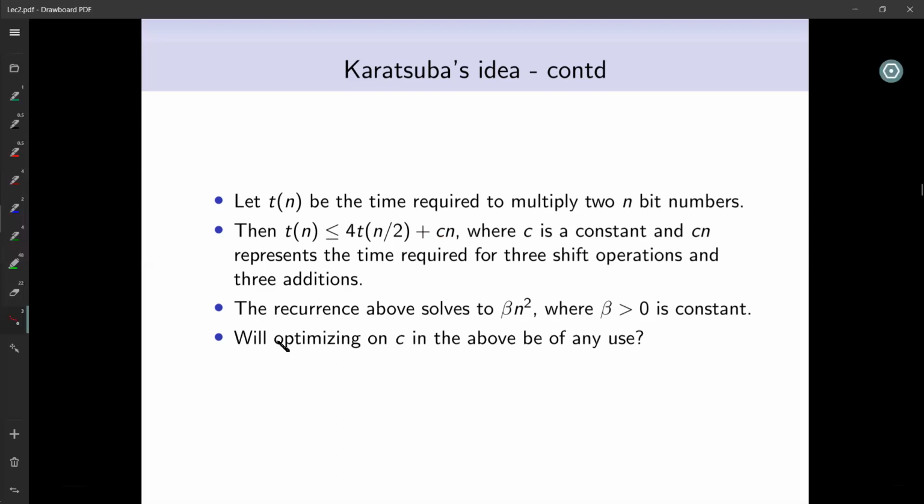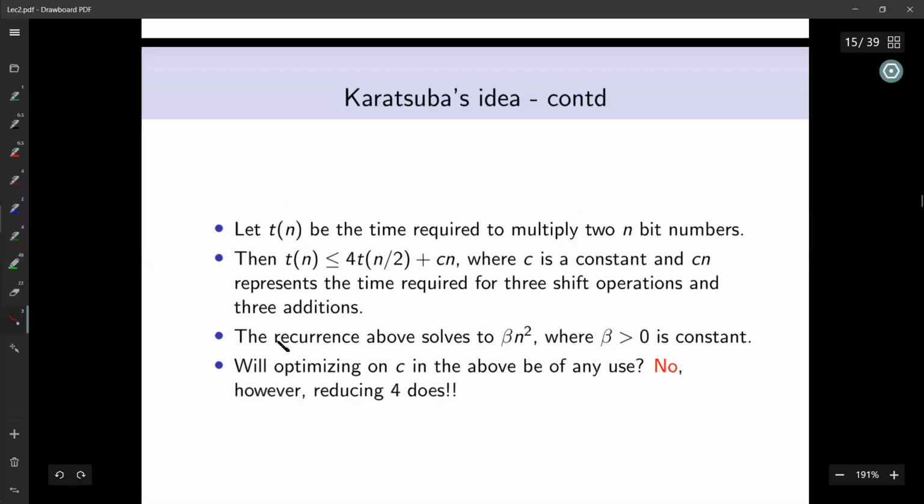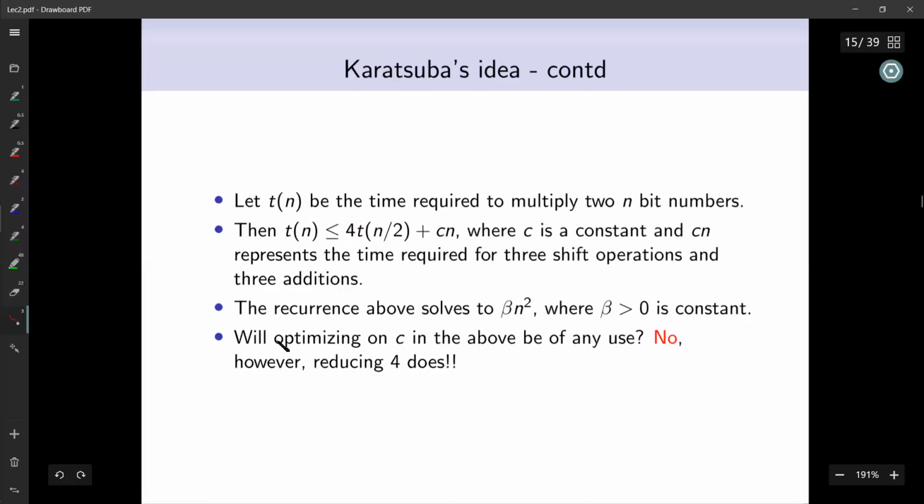Well, I didn't tell you how to solve the recurrence though. We will be discussing it soon. But modulo the solving recurrence, we can easily see that changing C, even if you make this as half or 1/4 or whatever, this won't really improve. Okay, so the n square will remain, as long as there is a 4 here. So what Karatsuba noticed is if you reduce this 4 to some value smaller than 4, this certainly improves the running time. Okay, so that's exactly his attempt.